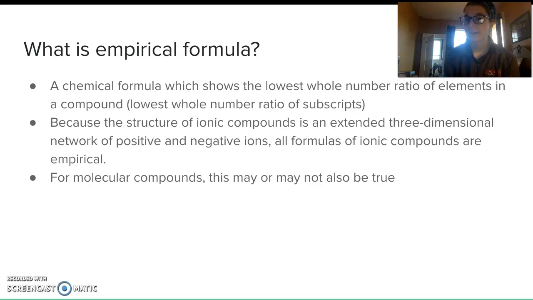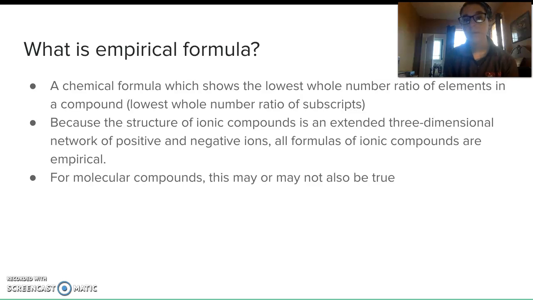Because ionic compounds are a three-dimensional network of positive and negative ions, all formulas for ionic compounds are inherently empirical. So ionic compounds always have the lowest whole number ratio. We find those formulas by doing the crisscross to cancel out charges for ionic compounds. So we reduce to find those compounds already.